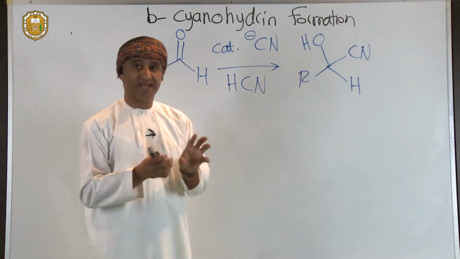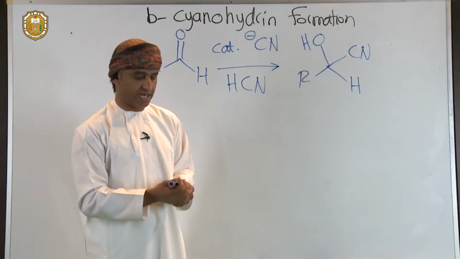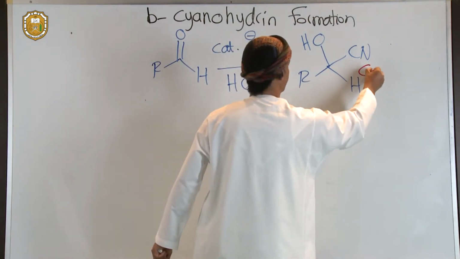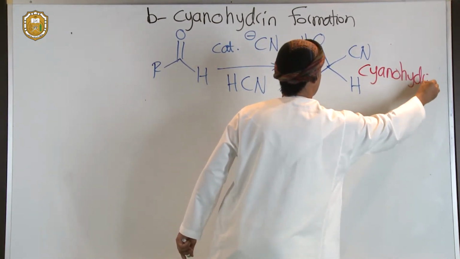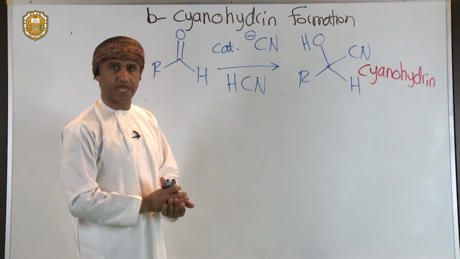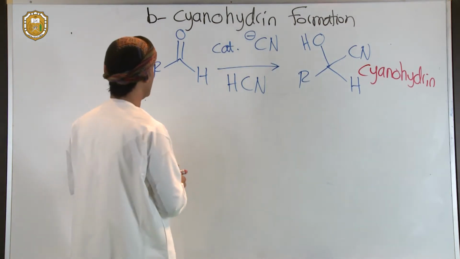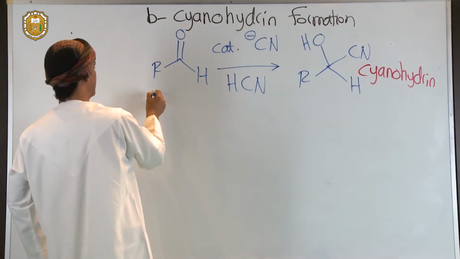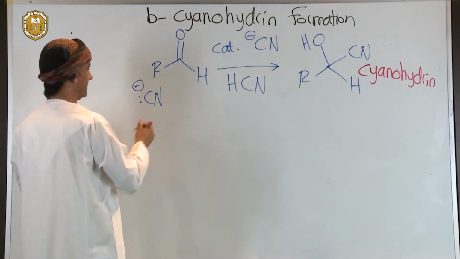When a carbon has a cyano group and a hydroxyl group attached to it, it's called a cyanohydrin. So this product is a cyanohydrin. It's an example of a nucleophilic addition reaction on aldehydes and ketones in general. So what happens is that the cyanide ion will come and attack. We can write the cyanide ion here.